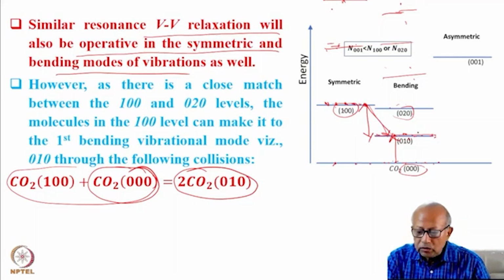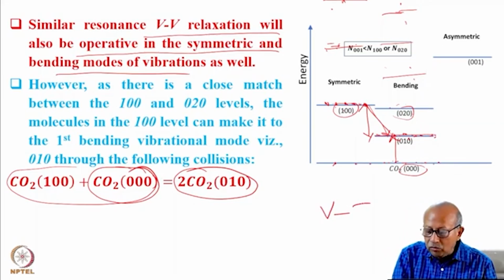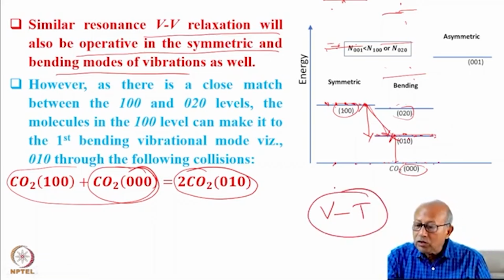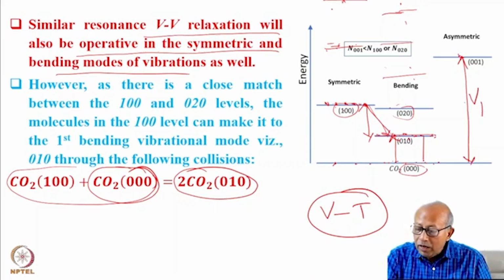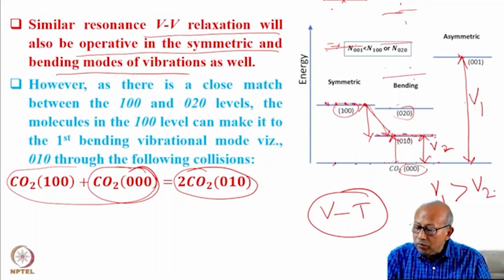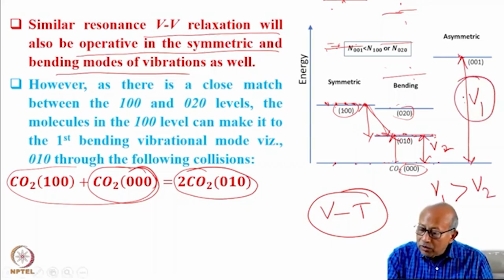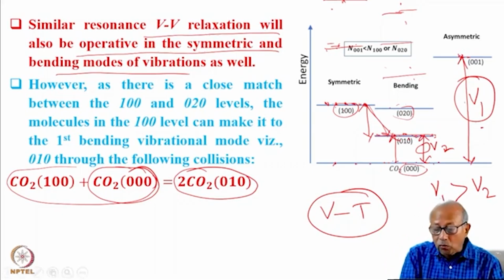Now once the molecules are here, then from here to here, if they have to relax, it has to be again through the VT relaxation process. But this VT relaxation process is going to be slower than the VT relaxation process between this and this, because the vibrational energy here, if I call it V1 and if I call it V2, then V1 is much more than V2. So this process is going to be much slower compared to this process. That means the molecules, once they come here, will relax at a much slower rate compared to the molecules that come here. So what does it lead to?